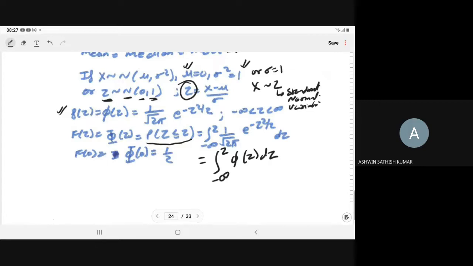And we know that normal variate is symmetric about the mean. So if it is the standard normal variate, it is symmetric about the mean, and it varies from minus infinity to infinity. So at z equal to 0, we have the half probability. So that's why capital phi of 0 is equal to half.